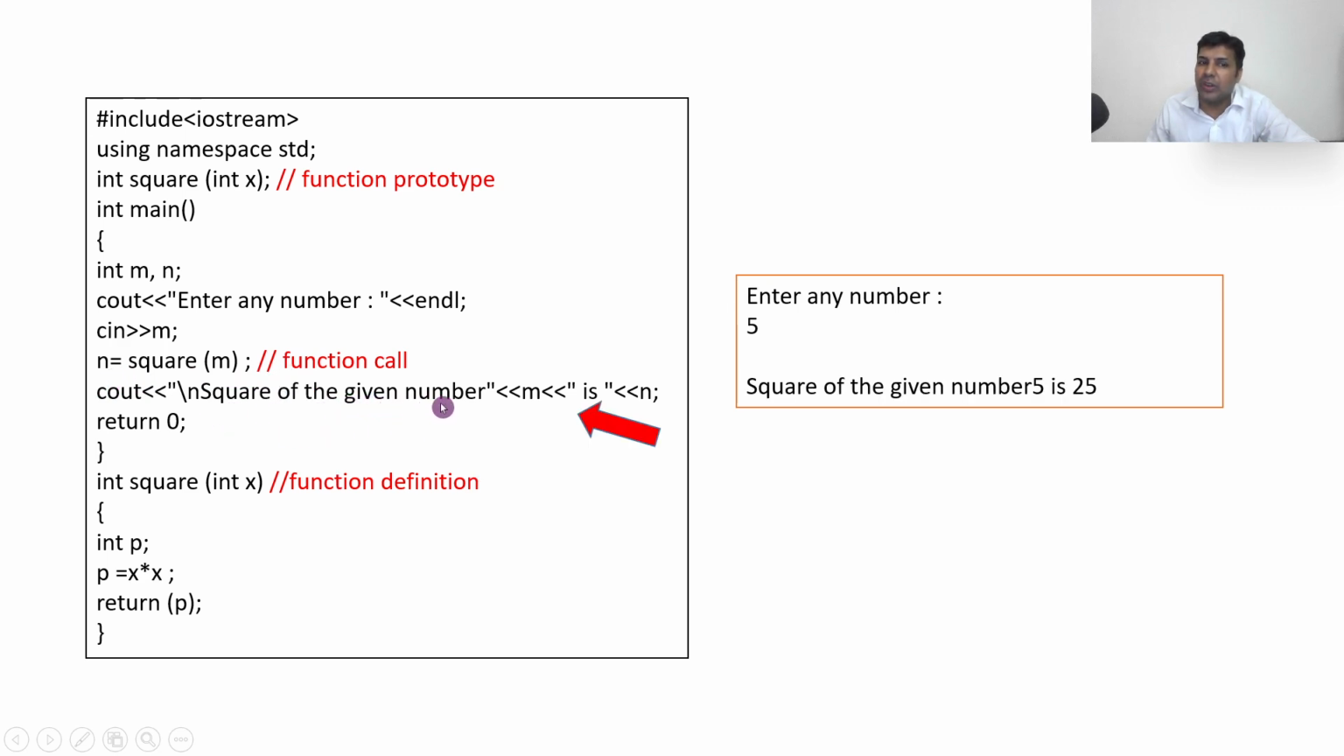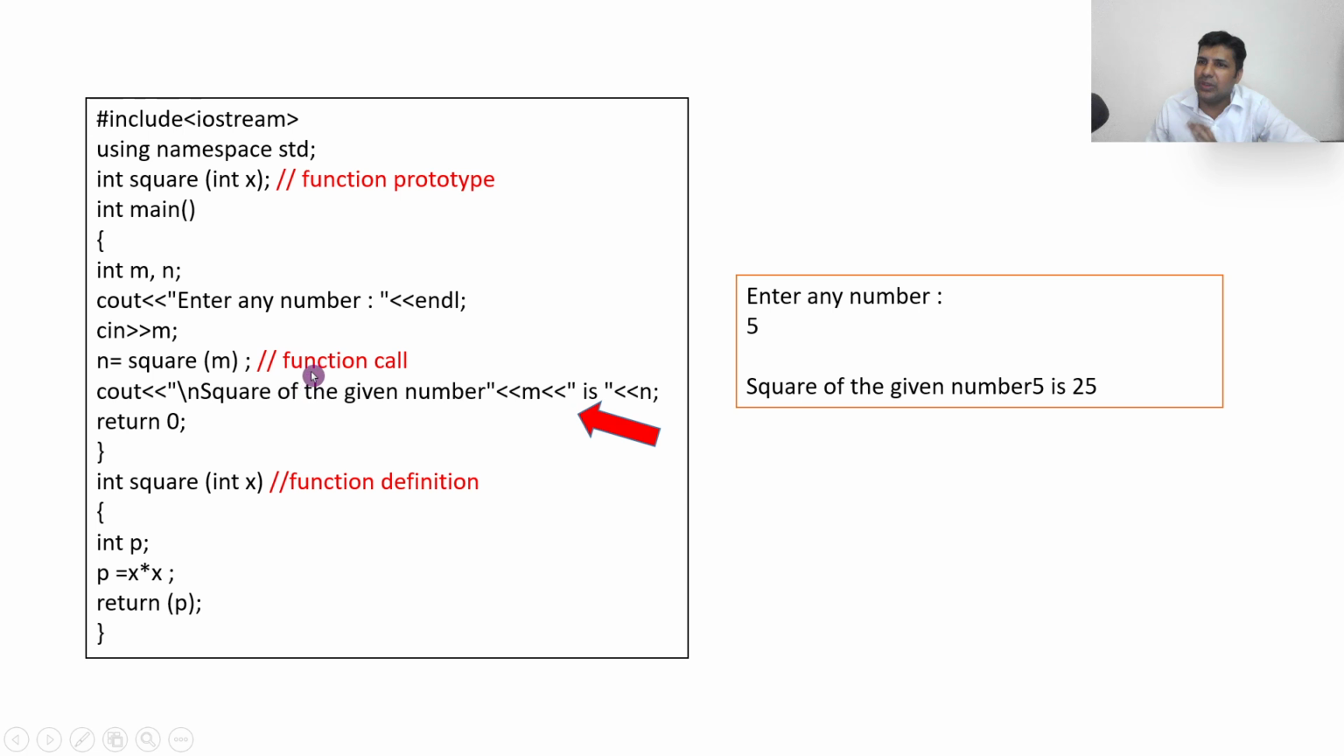The square of given number. Square of given number 20. No, sorry. Given number m means 5, right? N means 25. The square of given number m we know we have given, right? N, where did we get it? We got it from the function call. So what happens? Square of given number m is n, that is nothing but 5 is 25.